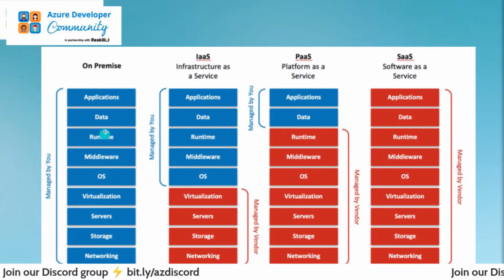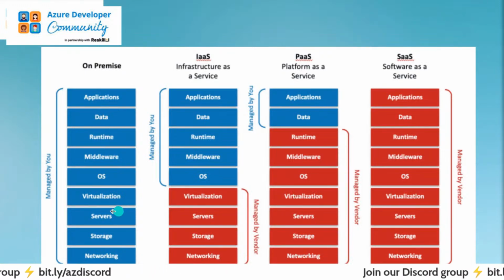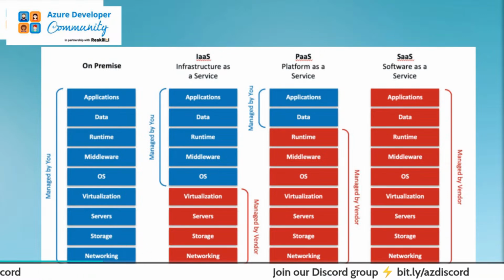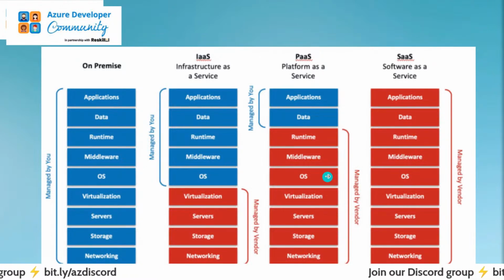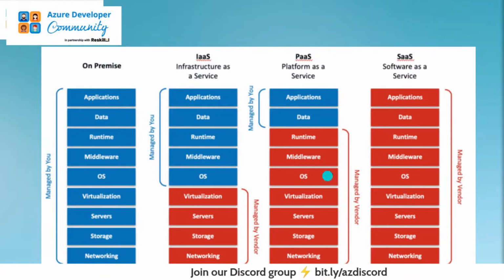It can be the application, data, runtime, middleware, OS, virtualization, server, storage, networking, all these kinds of things that will be managed by ourselves or a single person or a company entity. But if we go for infrastructure as a service, then the infra part will be managed by the vendor or a third-party company.